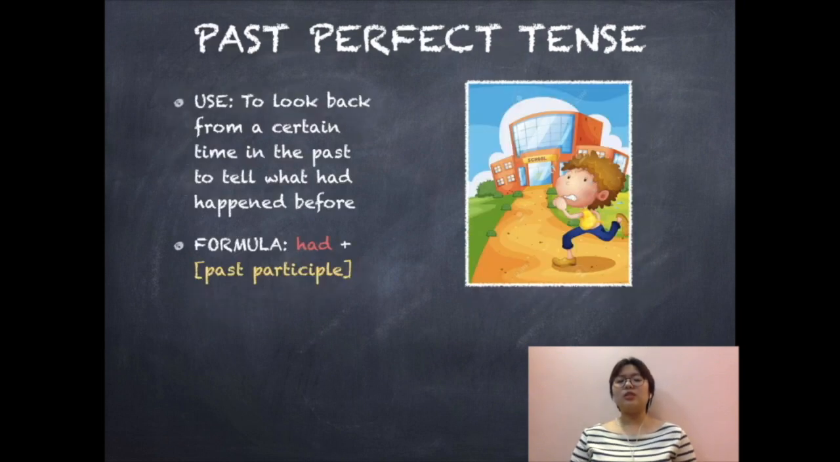For the past perfect tense, its use is to look back from a certain time in the past to tell what had happened before. Its formula is had plus the past participle. Don't forget that for regular verbs, the past form and past participle are the same. But for irregular verbs, it could be the same, but it could be different entirely. My advice is to really practice using these verbs on a regular basis to distinguish which ones are regular, irregular, which ones are past perfect, and which ones are simple past, because it actually helps you determine if one action is related to another action or if it just happened.